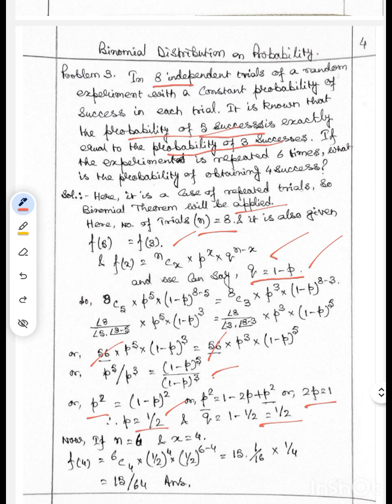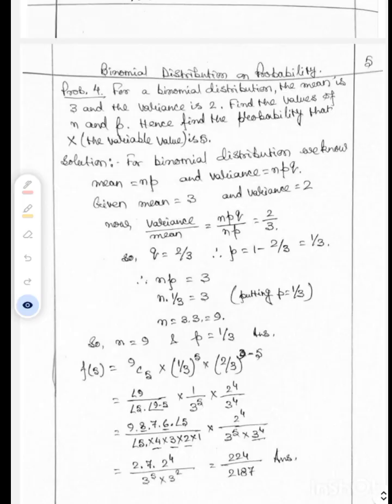Now we come to our next part, that is, the experiment is repeated 6 times. What is the probability of obtaining 4 successes? So here n is changed, n comes to 6, and favorable cases is 4. So probability of 4 is 6 combination 4 into (1/2) to the power 4 into (1/2) to the power 6 minus 4. So it comes to 15 by 64. Okay. Next come to my last problem.